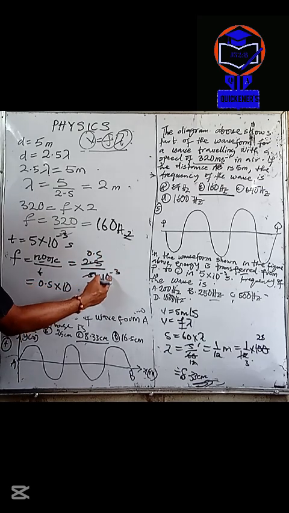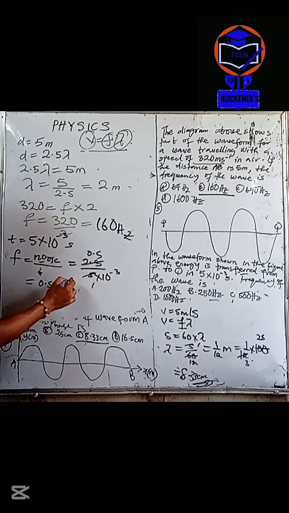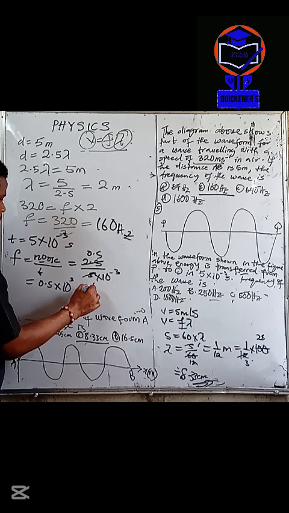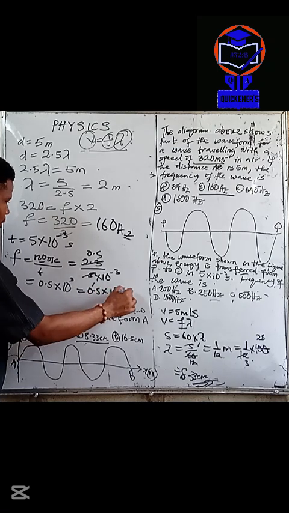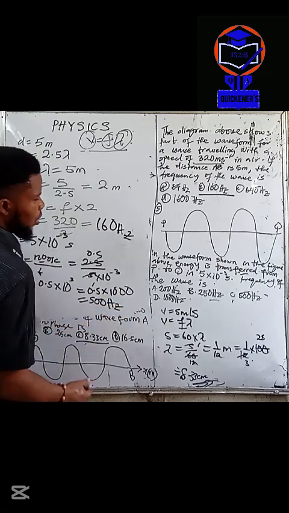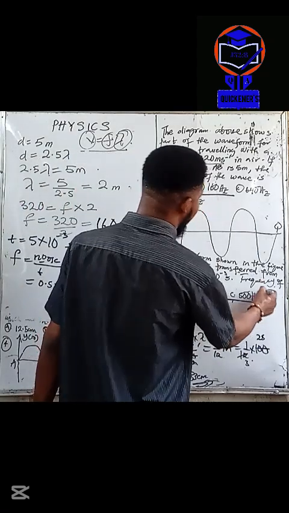This 10 to the power minus 3, once it goes up, it becomes 10 to the power plus 3. And that is 1000. So 0.5 times 1000, that will be 500 hertz. Can you see? So the correct option is 500 hertz.